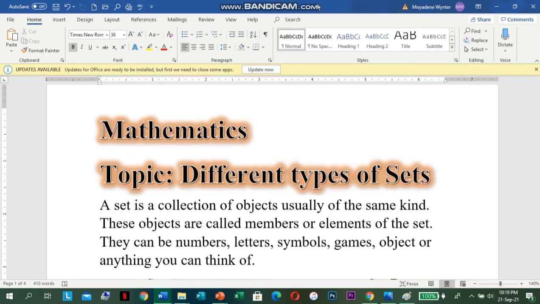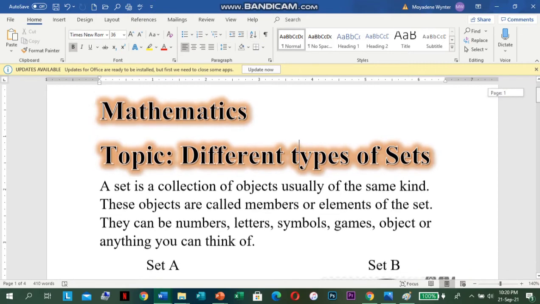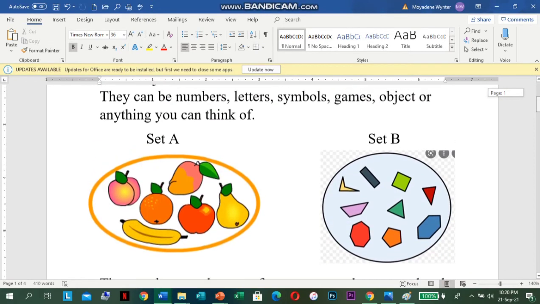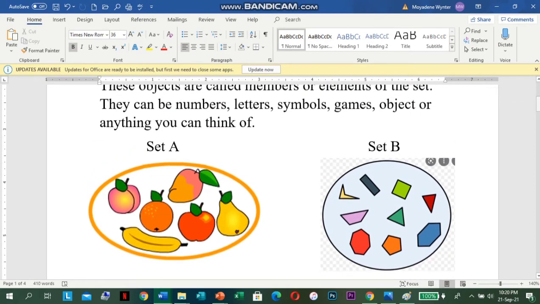Now here's a beautiful definition of sets. A set is a collection of objects, usually of the same kind, and these objects are called members or elements of the set. They can be numbers, letters, symbols, games, objects, or anything you can think of. And here are two beautiful examples of sets. We have set A and we have set B.